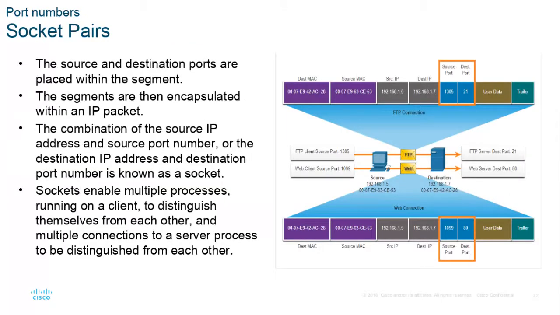So the source and destination ports, they're in the segment and they're encapsulated within the packet. So in the packet, we're going to have the MAC address at layer 2, we're going to have the IP addresses at layer 3, and we'll have the port numbers at the transport layer. Sometimes called a socket, this combination of IP address and port number. So this way, one device, like a multi-user or multitasking operating system like Windows or Unix or Mac OS X, can run several different processes at the same time and allow them to all have simultaneous connections over the network.